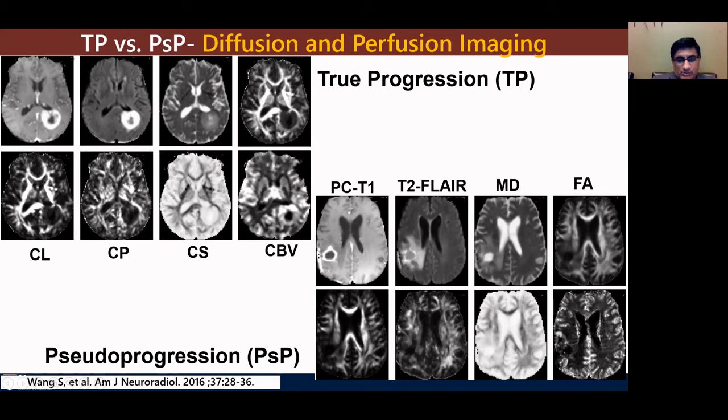And this is the case of the pseudo progression. Again, you can see here, this is a tumor in the right parietal lobe. This is a contrast enhancing rim, and this is a central necrotic core. And if you look at the CBV here, CBV is less. If you compare the CBV in case of the TP compared to PSP, CBV is higher in the TP case compared to the PSP case.